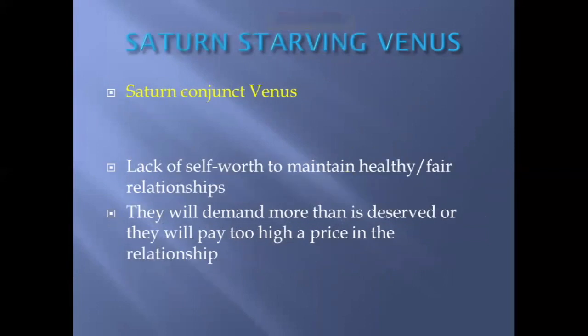Now, Saturn starving Venus. That's when Saturn is conjunct Venus. So there will be lack of self-worth to maintain healthy relationships. And they will demand more than is deserved, or they will pay too high a price in the relationship. So Saturn will ask for too much, or will make them lose their self-worth and their self-esteem in relationships.